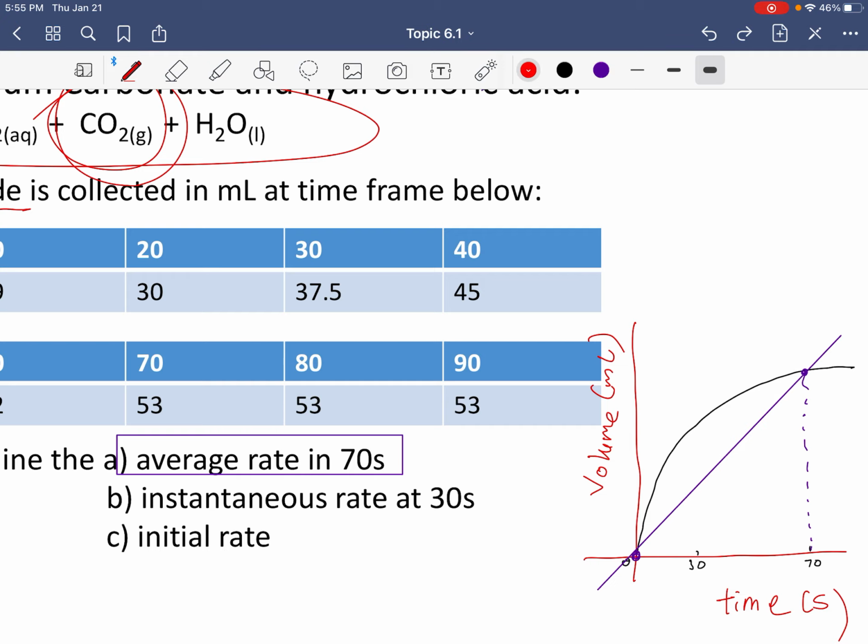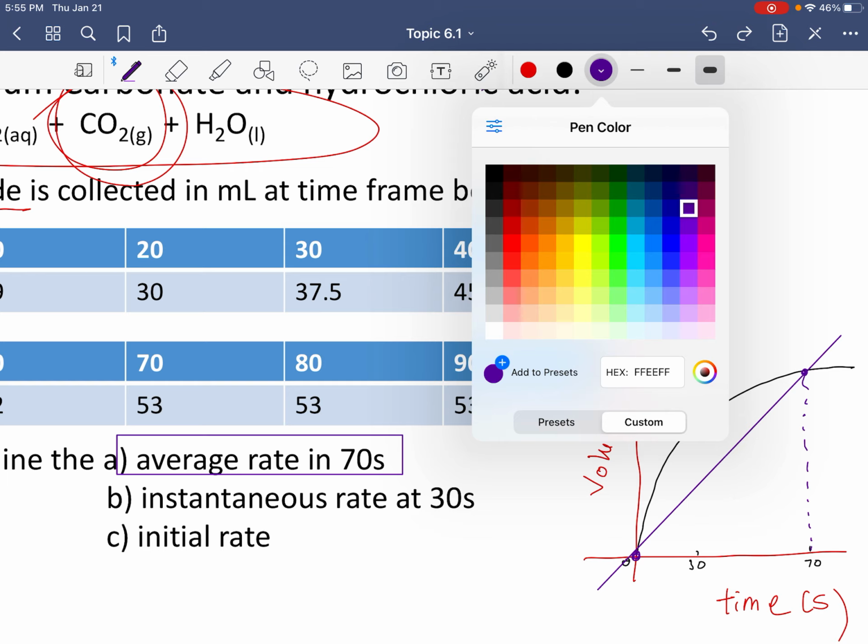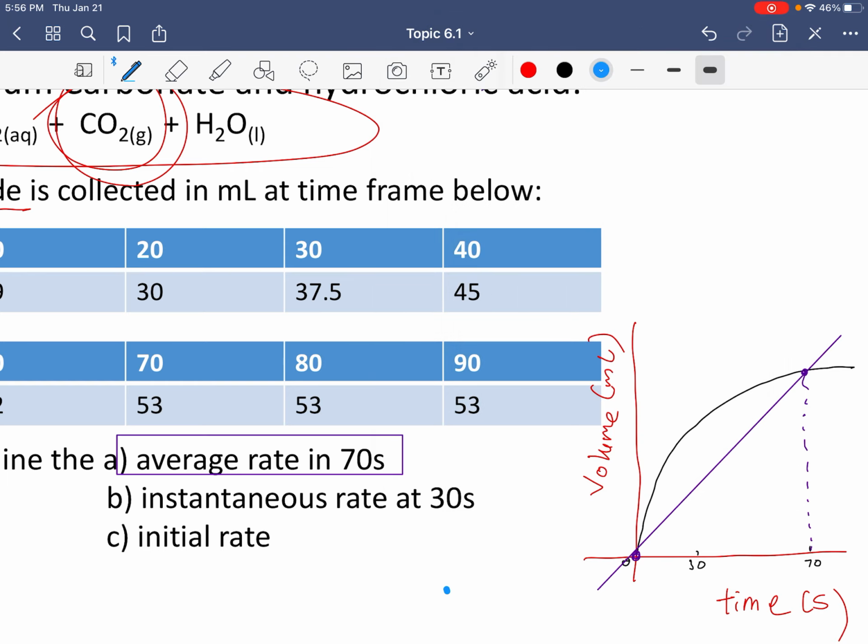Now, how is that different than instantaneous rate? Instantaneous rate at 30 seconds. So at 30 seconds, which is right here, what is the rate? Well, in this case, you're going to draw a tangent. That's a horrible tangent. Let me try again. That's worse. That looks like a secant. Okay, I get it. Here's a tangent. Okay, looks like a tangent. And you're going to find the slope of this tangent.